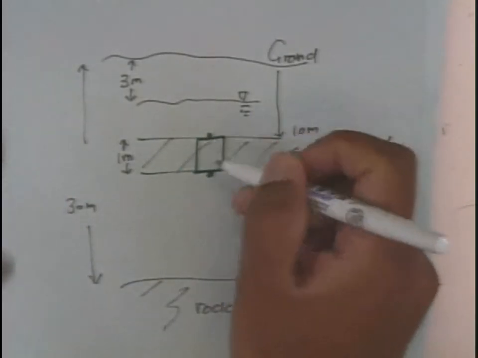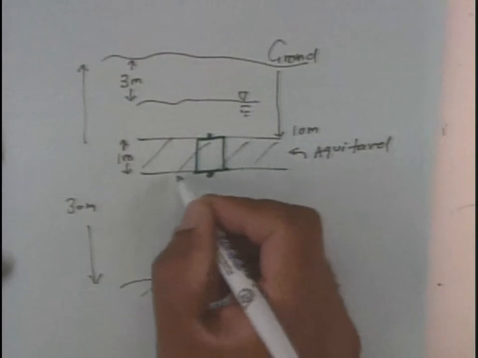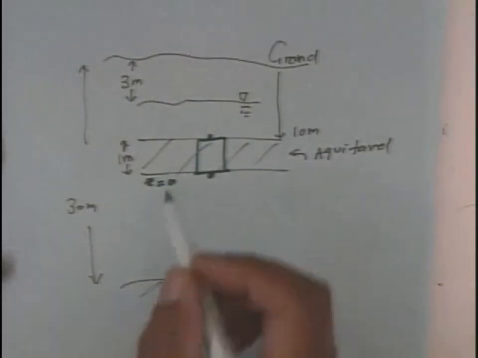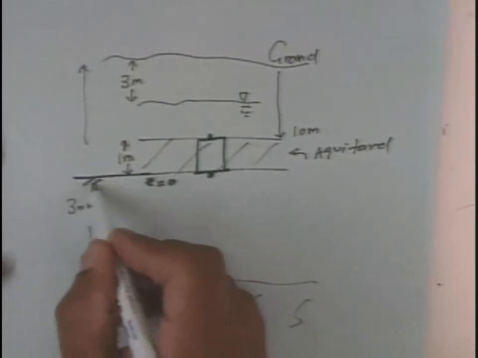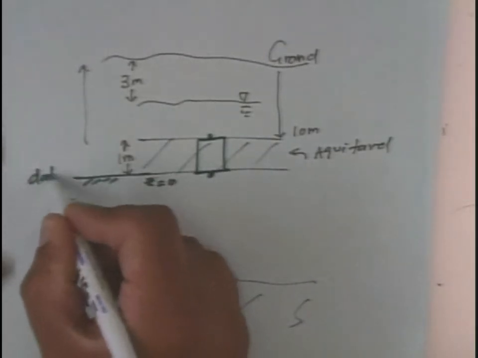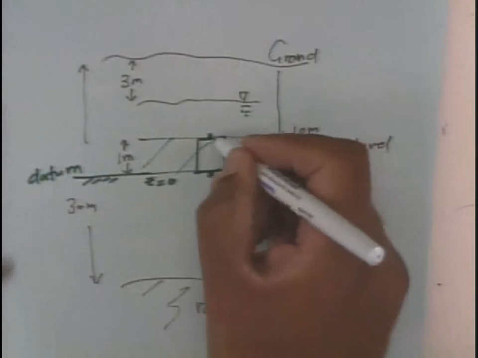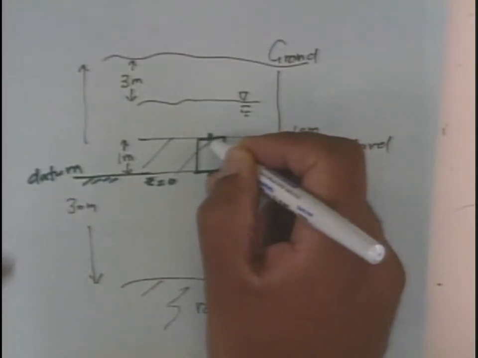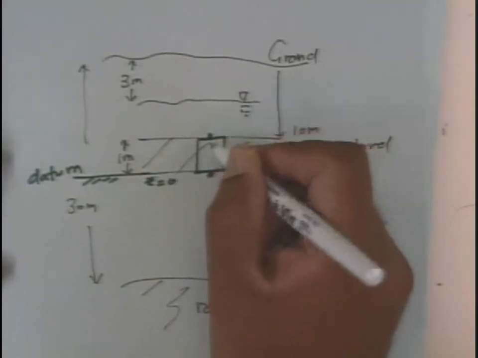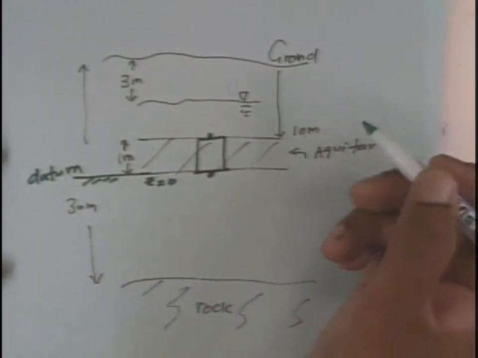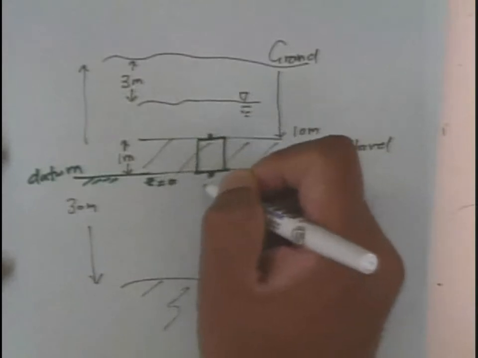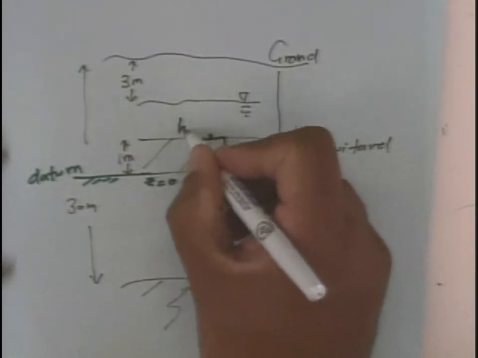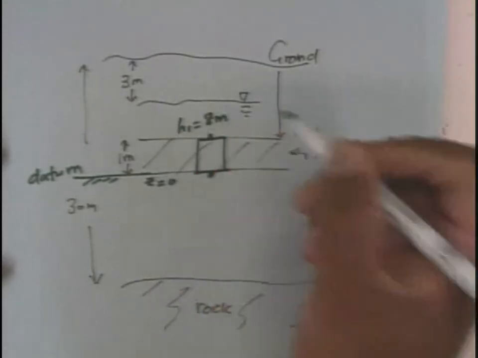The key is what's the pressure here? Let's assume Z is here, Z equals 0. I would assume this as a datum. Once I do that, I need to know head here and head here. What's the head here? 3, okay, 7 plus 1, right? 8 meters. Okay, so H1 is equal to 8 meters.